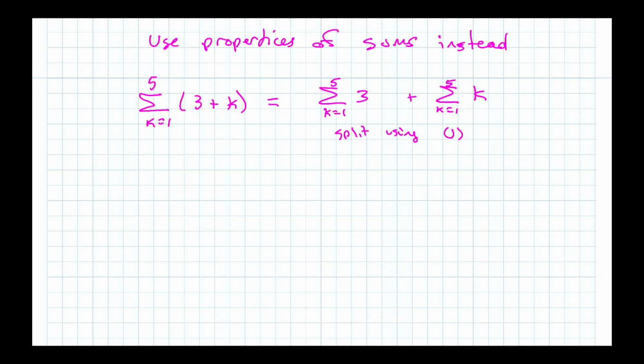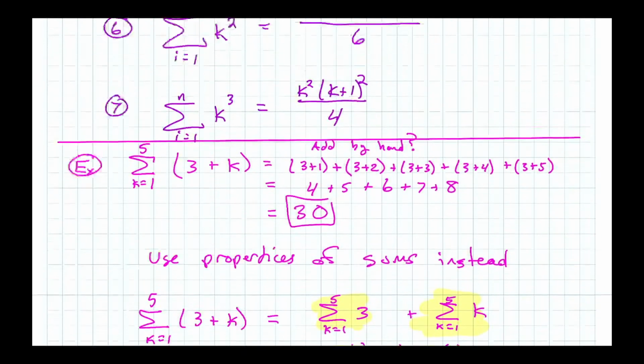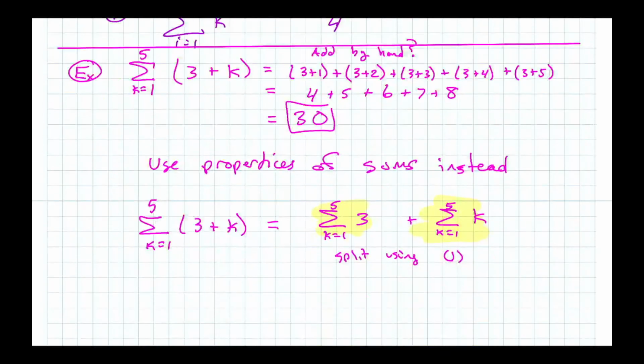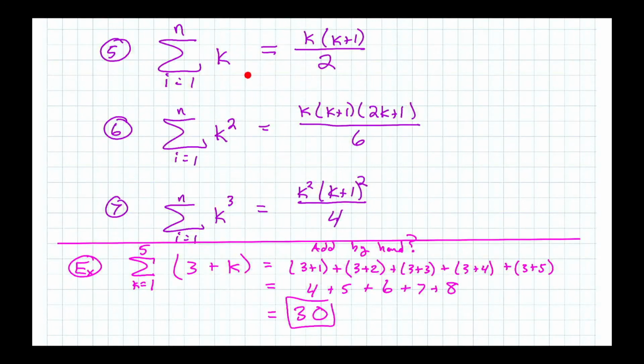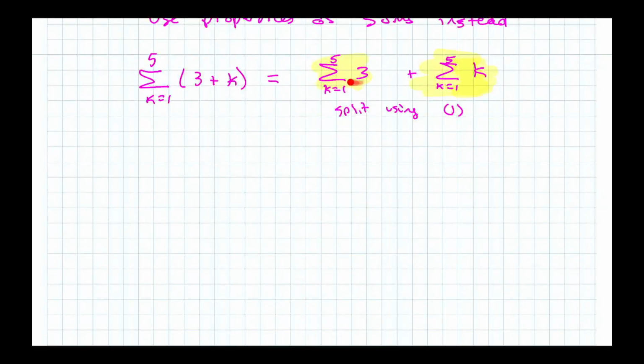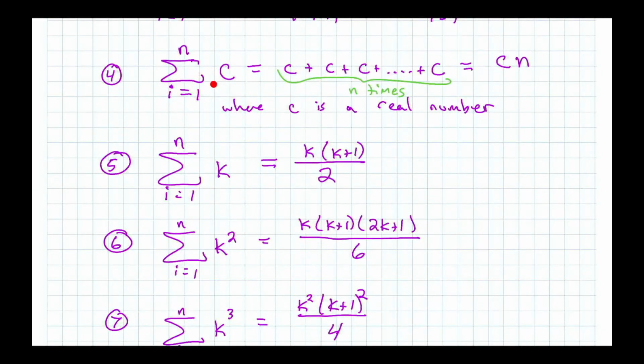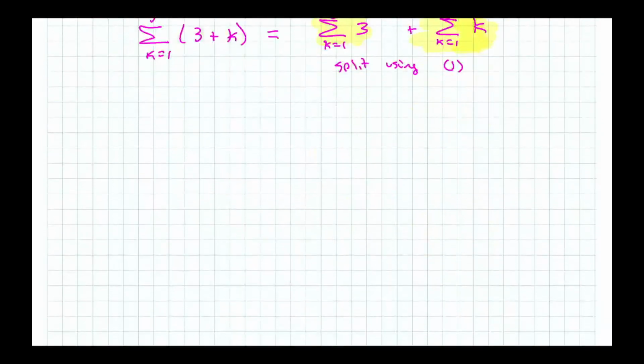Now, why would you do that? Well, the reason you want to do that is because now each of these, this one and this one, can each be calculated using a formula up here. The k here, we can use this formula for, and the 3, we could use this formula for. So we just need these two formulas: this one for the 3, this one for the k. So we'll use formulas 4 and 5. I think they were.